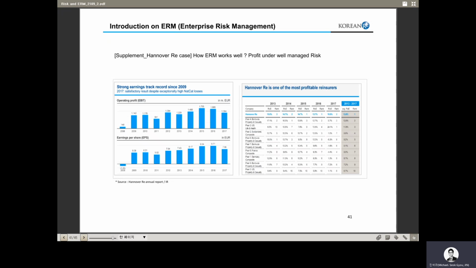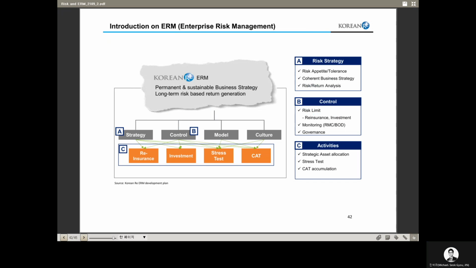So we are currently also targeting to manage our control and our ERM process to build up our ERM more strongly. Currently in ERM, we are pursuing a permanent and sustainable business strategy for long-term risk-based return generation. And it is divided into three categories. The first one is risk strategy, the second one is control, and the third one is activities.